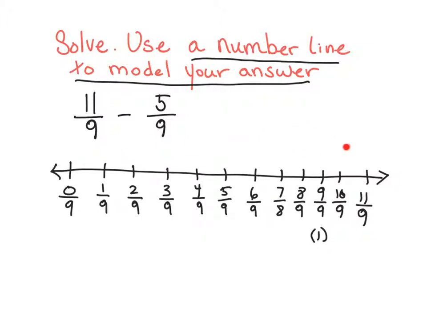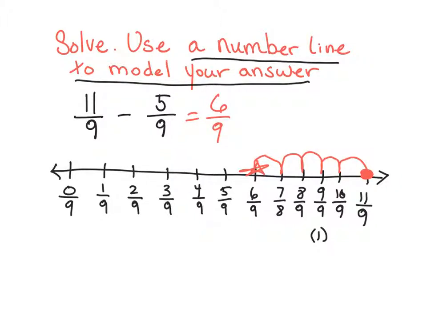All right, since we are going to be subtracting, we need to be showing it going down towards the 0, not up, because up would be showing addition. So we are over here. Here is 11/9. It's our starting point. And we are going to go down to subtract 5/9 from that. So here we go. 1/9, 2/9, 3/9, 4/9, 5/9. So we are stopping right here. So 11/9 minus 5/9 is equal to 6/9.